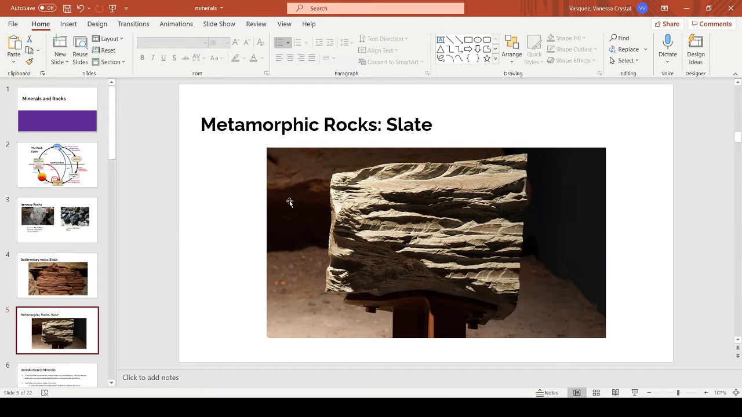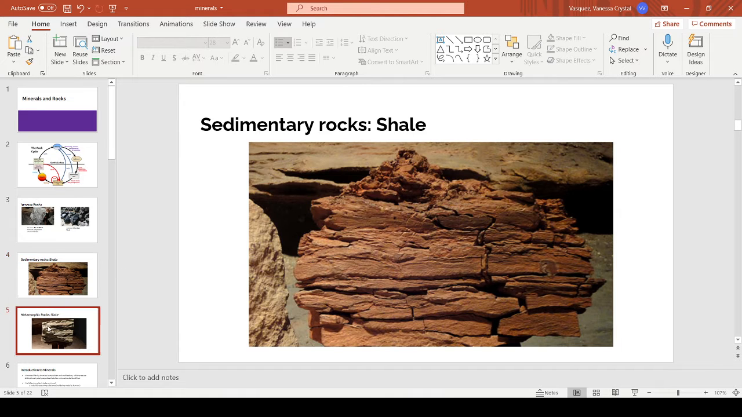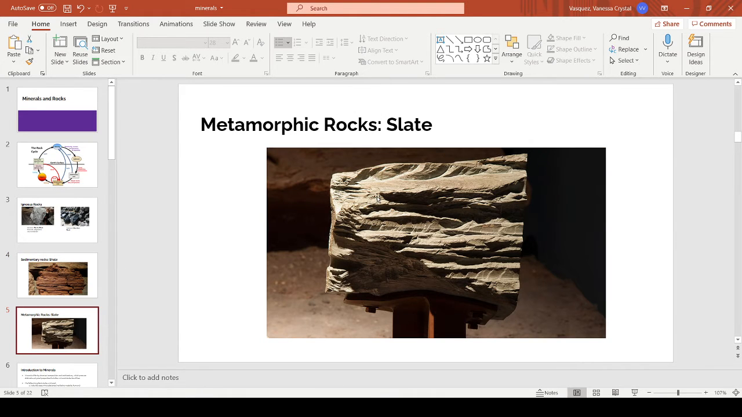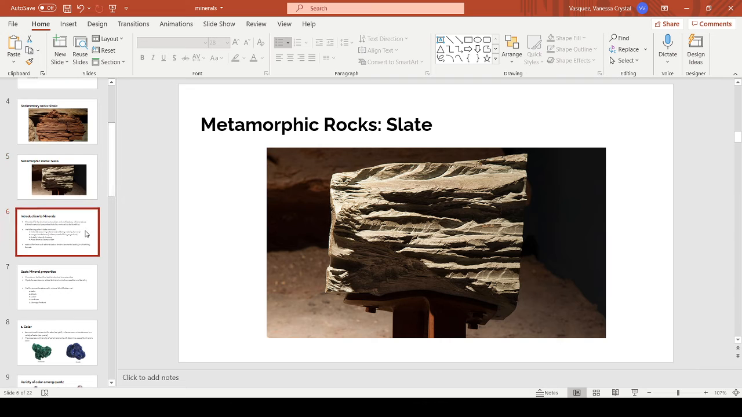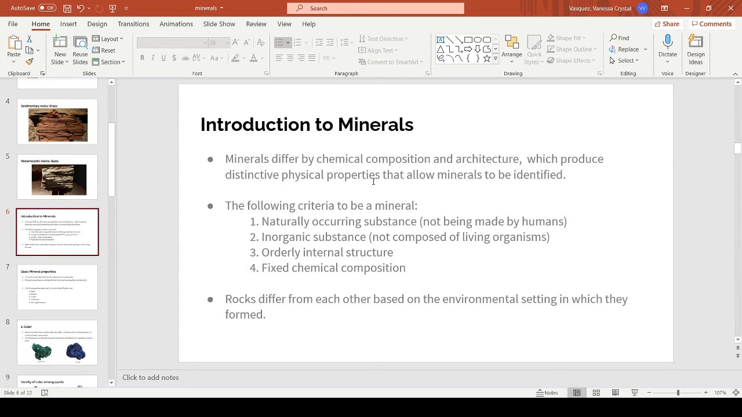And this is a metamorphic rock, and this is slate. So this was previously shale, as you can see here, but since it was exposed to higher heat and pressure, it transformed into a metamorphic rock known as slate. So rocks are composed of minerals, one or more minerals.